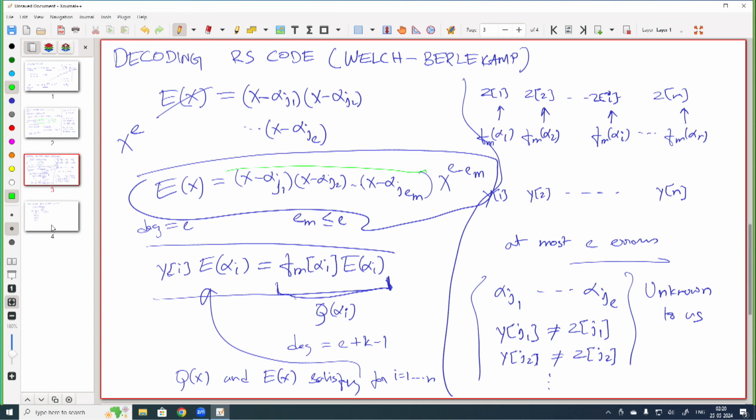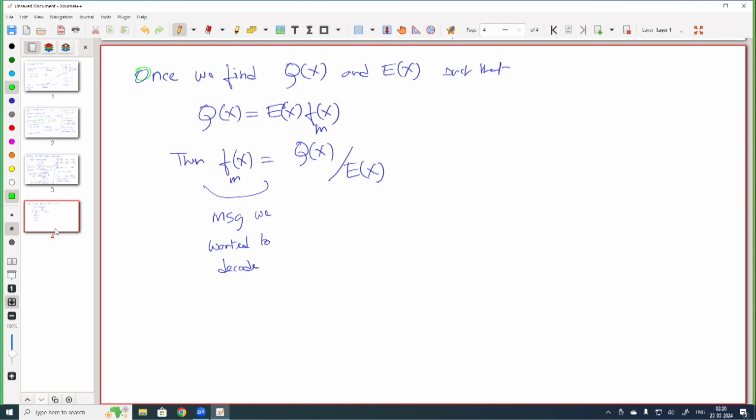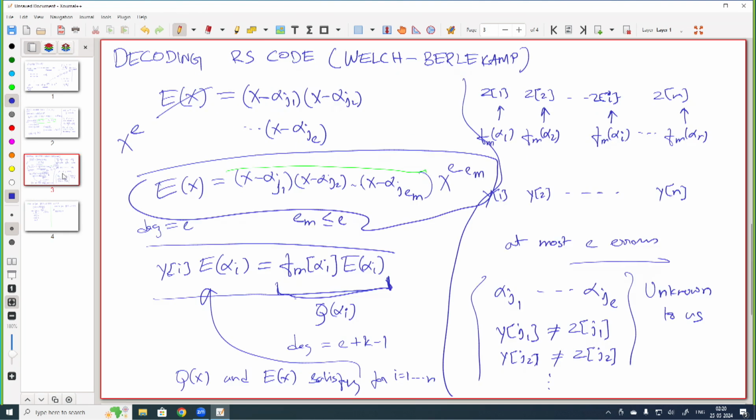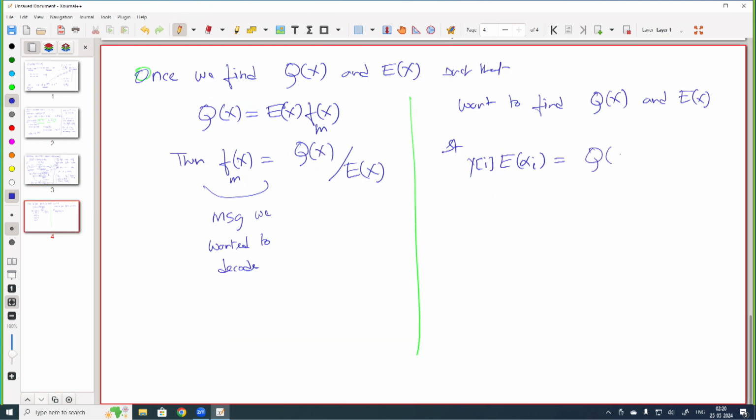Okay. So, the question is, how do I find this? What do we want to do? We want to find Q(x) and E(x) such that y_i times E(alpha_i) is equal to... what was the condition? It was equal to Q(alpha_i).